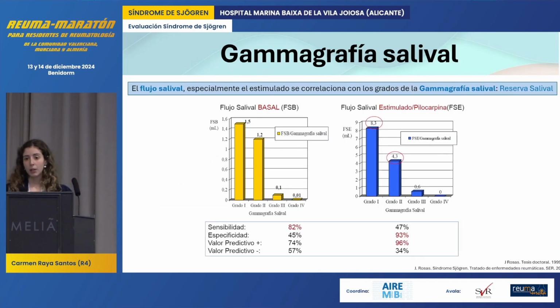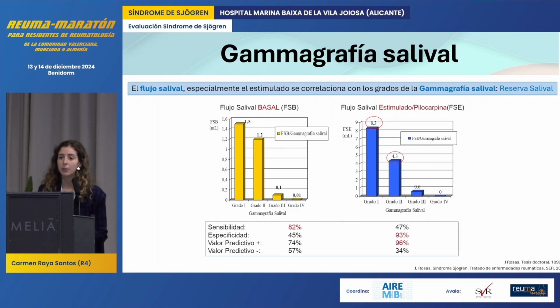And I mentioned that scintigraphy is being used less and less because a correlation has been found with salivary flow. It has been observed that a normal basal flow is associated with grade 1 or 2 on scintigraphy, and an altered stimulated flow has been associated with grade 3. So if we have the salivary flow test, scintigraphy is not necessary.